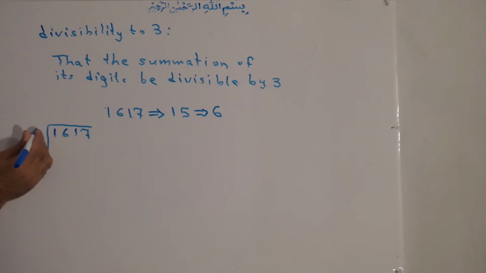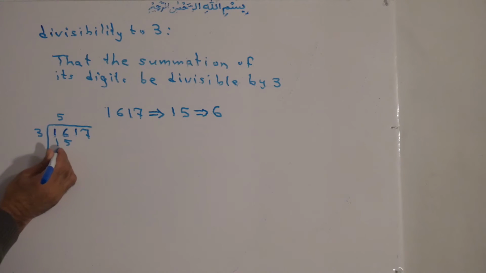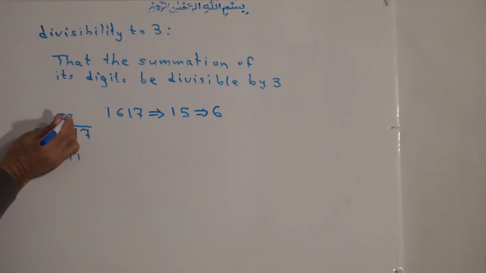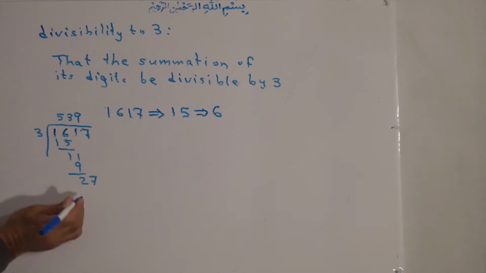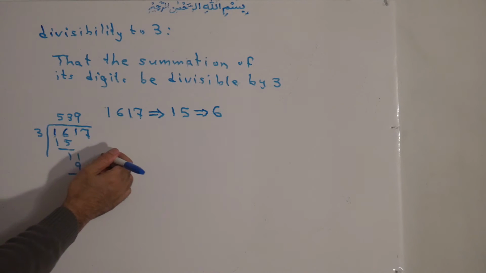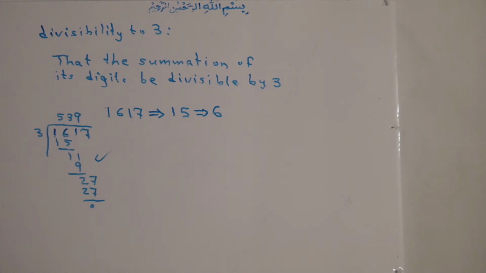5 3 15, remaining 1, we carry down 1, 3, 3, 9, remaining 2, then we carry down 7, 9 times 3 is 27. It is completely divided, and this is okay, that is divisible by 3.